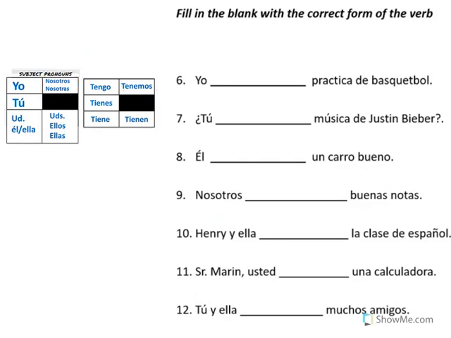Next, number 10. Henry y ella blank la clase de español. Alright, so in English, Henry and her have Spanish class. So, if we're looking at the chart, we don't see Henry, and we don't see the pronoun she or her. We don't see it here. We see names right there. So we got to figure out where Henry y ella will fit.